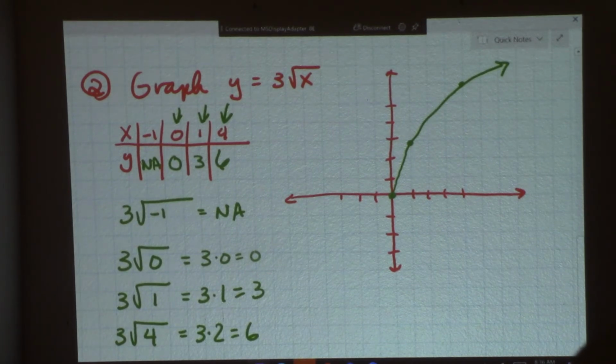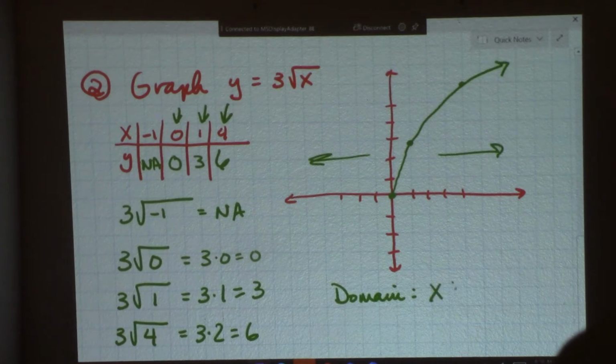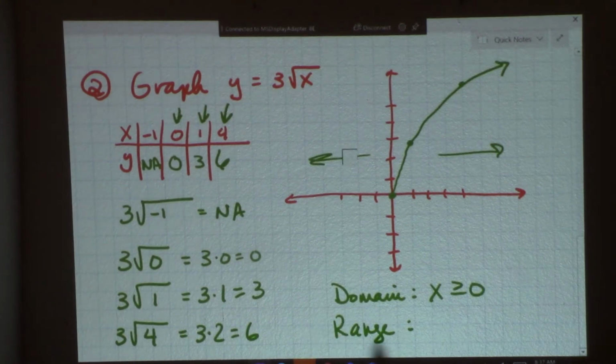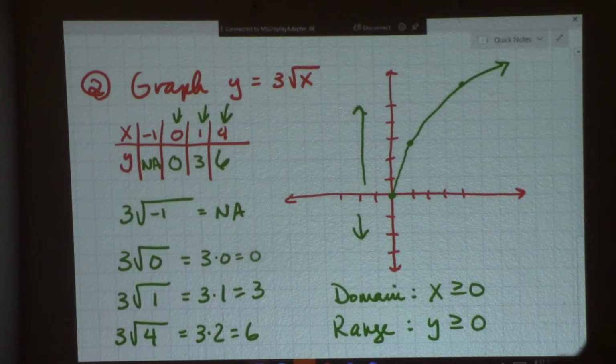All right, let's talk about the domain. It's going to be very similar. I have no negative values and I can have any positive values. So x is greater than or equal to 0. And the range is going to be the same. I can have any value going up, no values going down, and that starts at 0, 0.